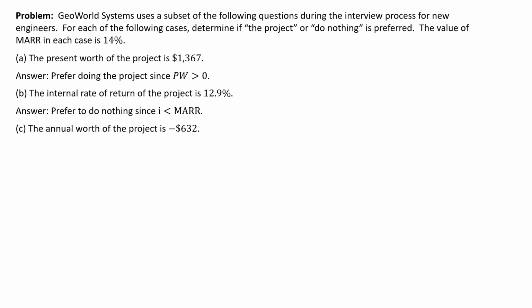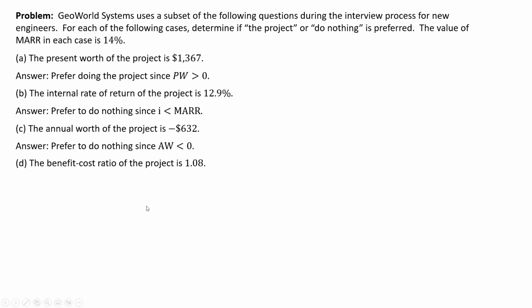Cool. The annual worth of the project is negative $632. So what you've done is figured out the present worth and smeared it out for every year, like a uniform distribution. If you do that, you get the annual worth to be negative 632. Well, isn't that bad? That is definitely bad. So we prefer to do nothing since the annual worth is less than zero, a negative value.